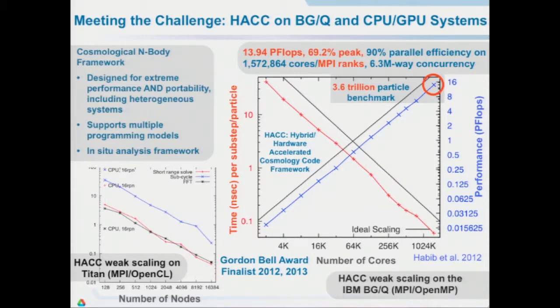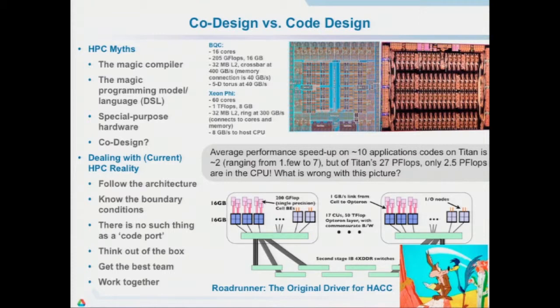So one of the important things I want to mention, again, this is a general statement about co-design, is that there's a bunch of high-performance computing myths, like don't worry, there'll be compilers that will solve your problem, there'll be a domain-specific language, there'll be special-purpose hardware. Well, none of these things will actually happen. So what is more important is to worry about what you actually have and deal with it. So HACC was originally built to deal with Roadrunner, which was the first machine that broke the petaflop barrier, which was basically an accelerated architecture.